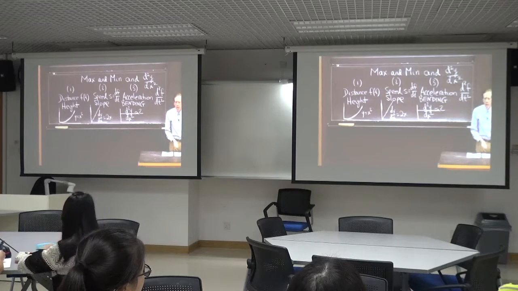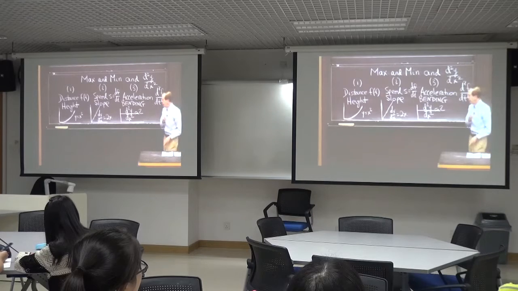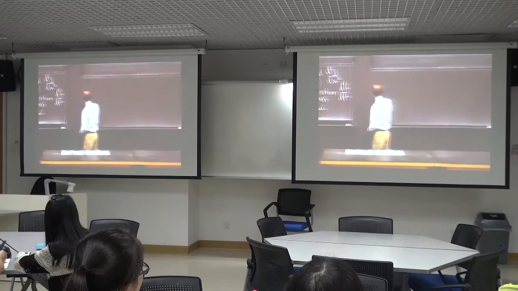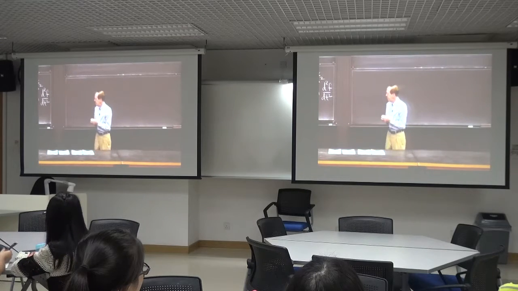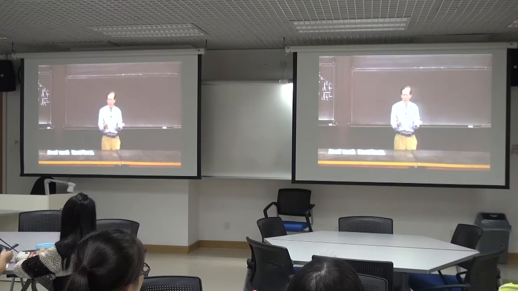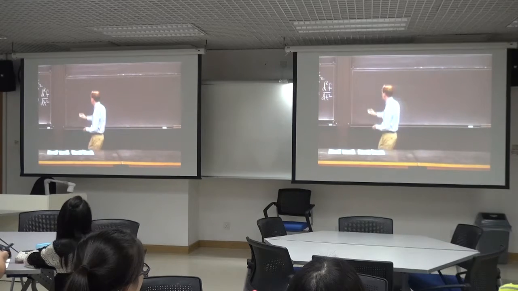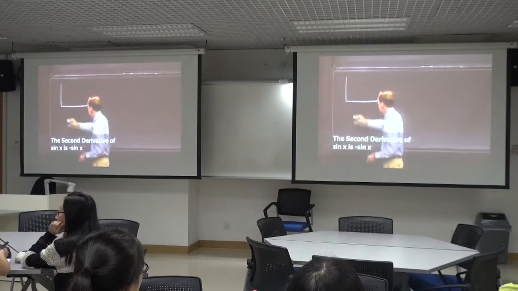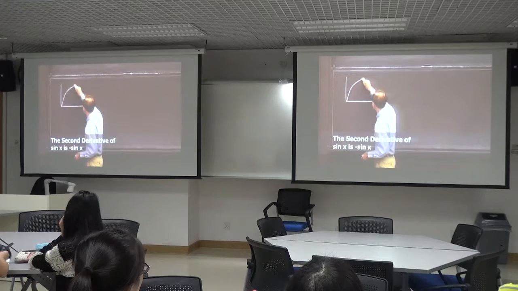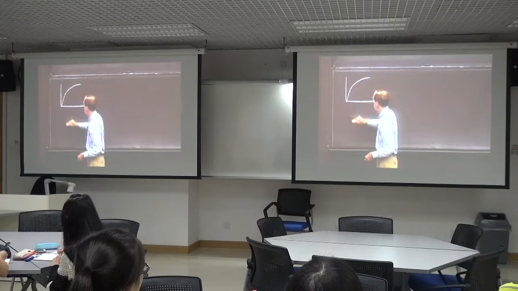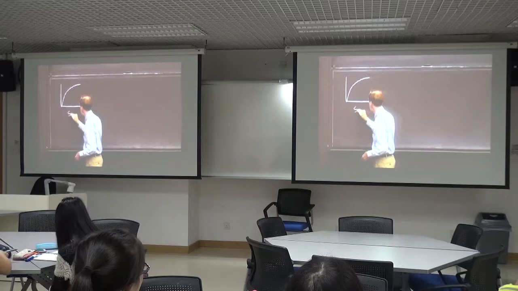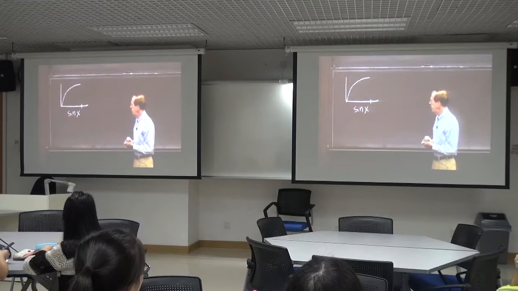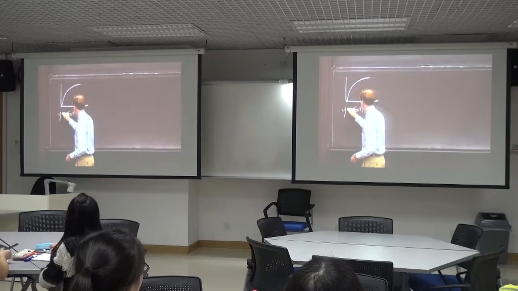Now, let me go to a different function. Let me take a second example now. An example where not everything is positive. So I'll take, let's make it familiar, sine x. So sine x starts out like that. This is a graph of sine x up to 90 degrees, pi over 2. So that's y equals sine x.